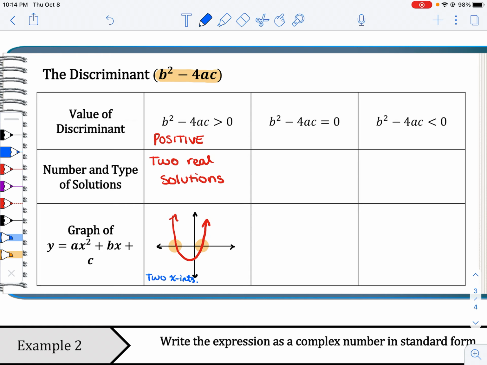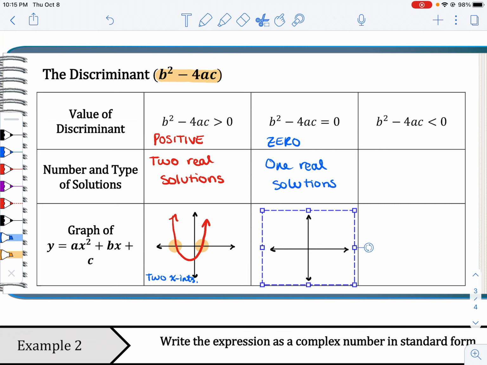Then if you remember our third example yesterday, I think it was our third one, when you have b squared minus 4ac equal to 0, when you have a 0 under that square root, this means that you have one real solution. So in the example yesterday, I believe we got 3 over 5. If you remember that parabola, it was just a parabola that sat right on the x-axis. So it didn't cross it, it just sits on it, it touches it one time.